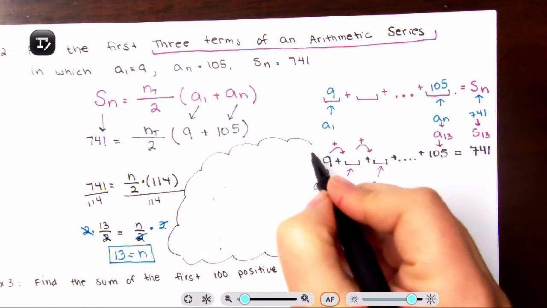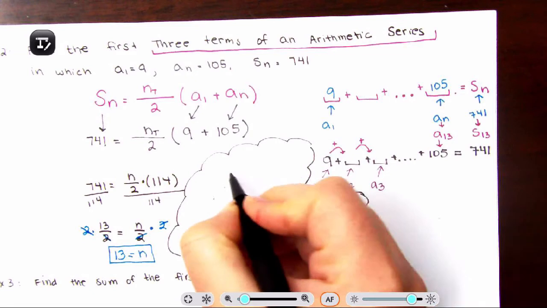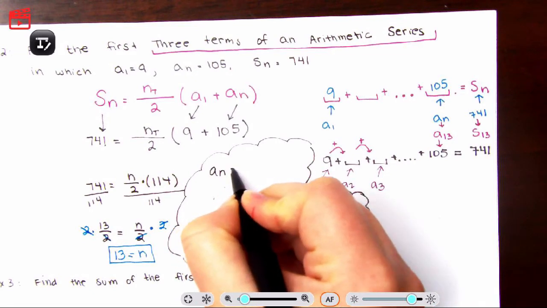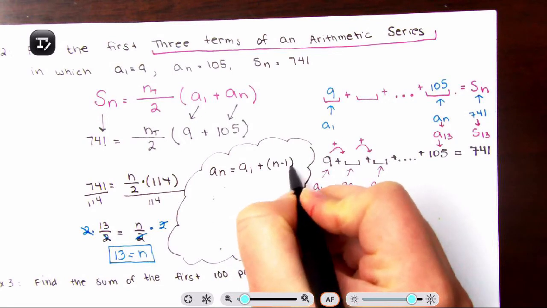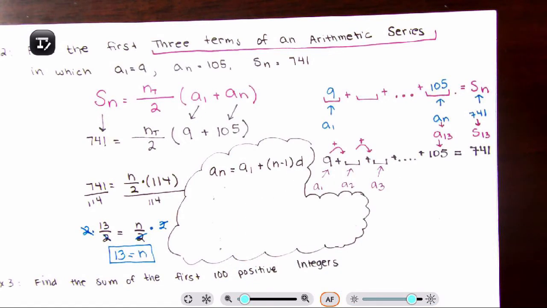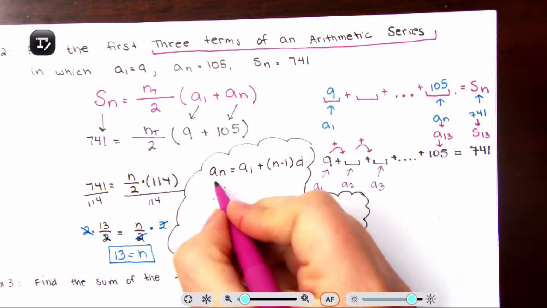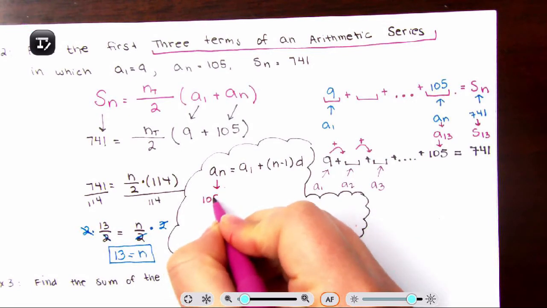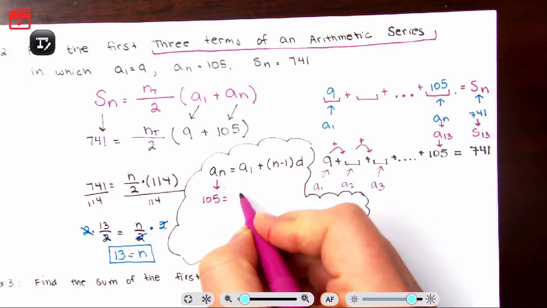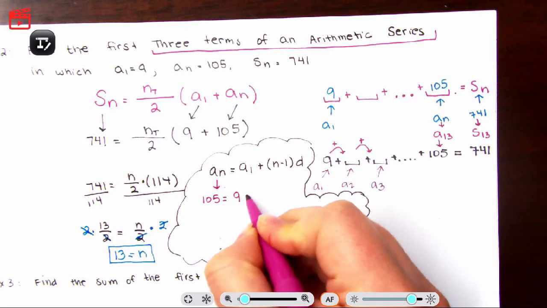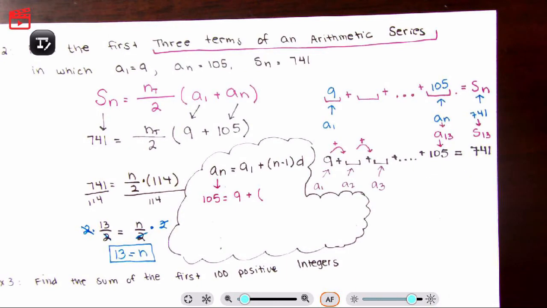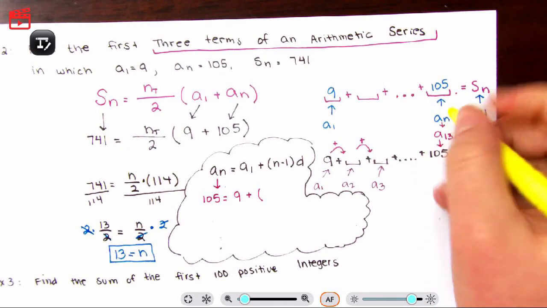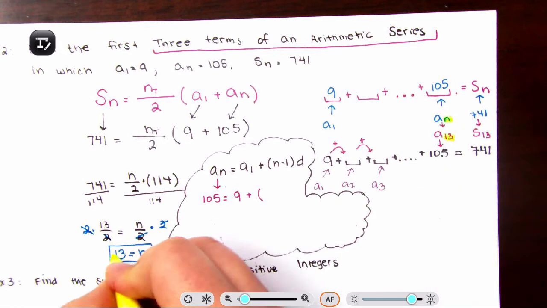Let's go ahead. I have a sub n is equal to a sub 1 plus n minus 1 times d. That's my sequence formula. I know that a sub n is 105. A sub 1, I know that is 9. Plus, I now know that n is 13. Let me highlight that. I now know that n is 13.